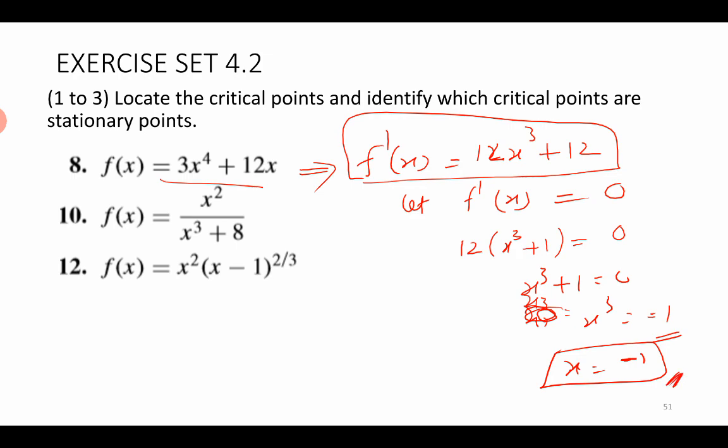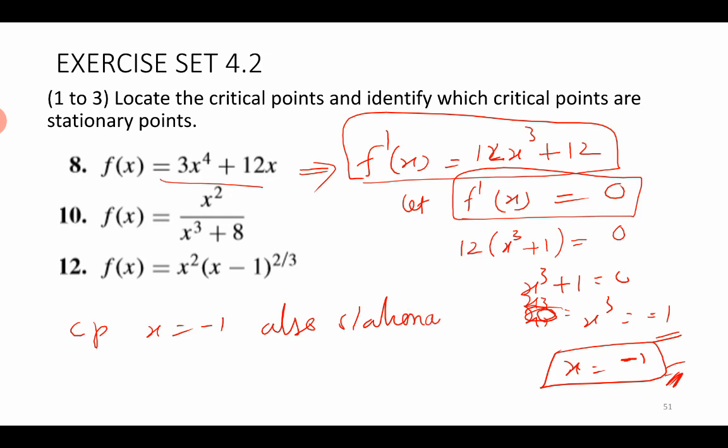And of course at this point the first derivative is 0. So this is a critical point, and of course it is a stationary point. So the critical point x is equal to negative 1 is also a stationary point. Remember, stationary points are those points at which the first derivative is 0. But critical points are those points at which the first derivative is 0, or the first derivative may not exist.